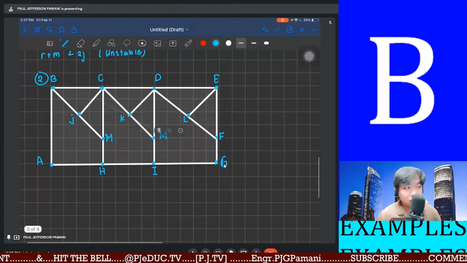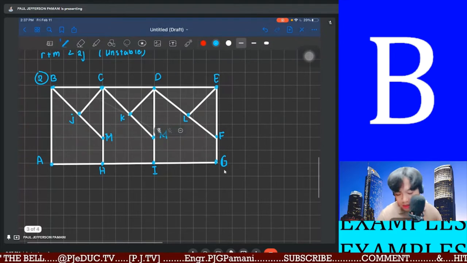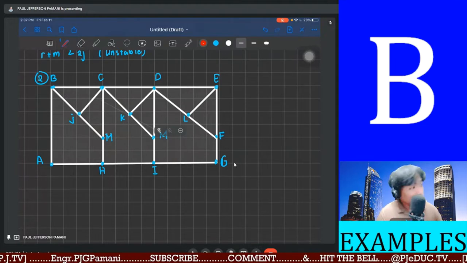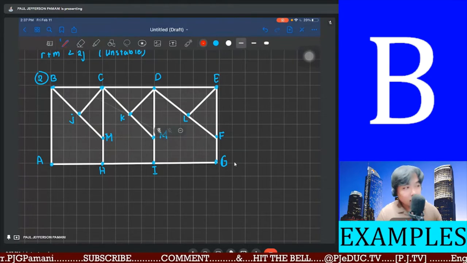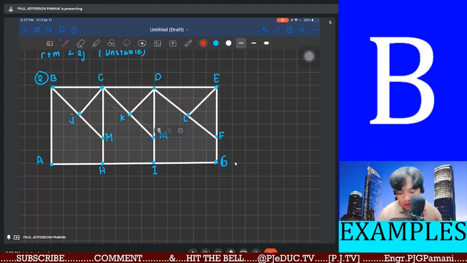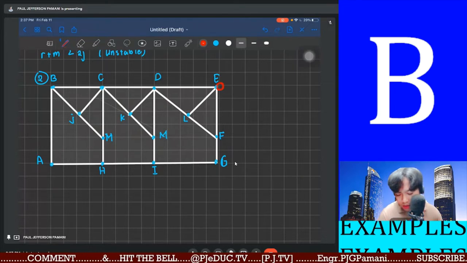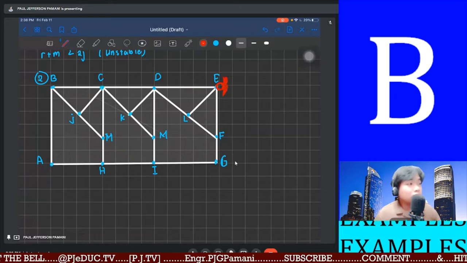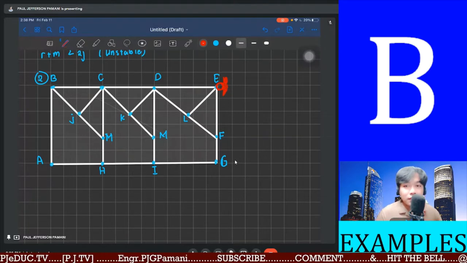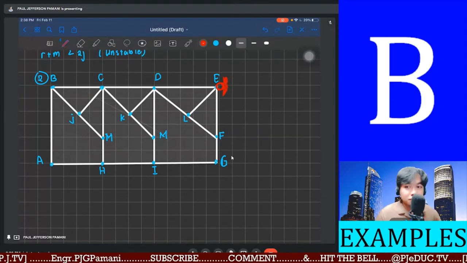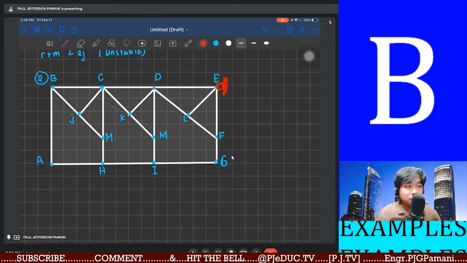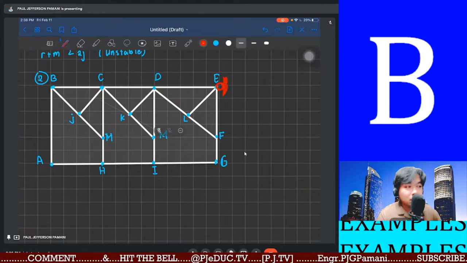Roller E. Sure ka? So ilagay natin dyan. That's a good location, mister. So paano natin ipi-place yan? Against the wall. Hindi naman pwedeng vertically. So dito yung ating surface. Saan pa? Dalawa pang support. Sige. Hinge, roller.